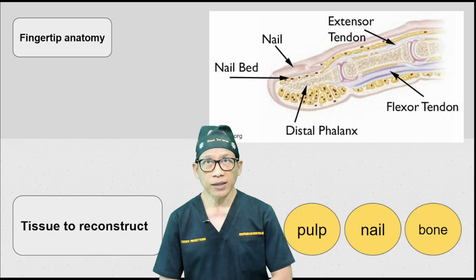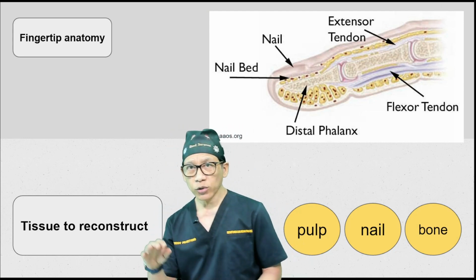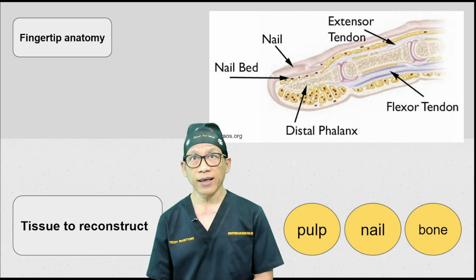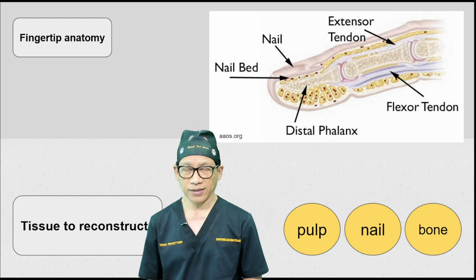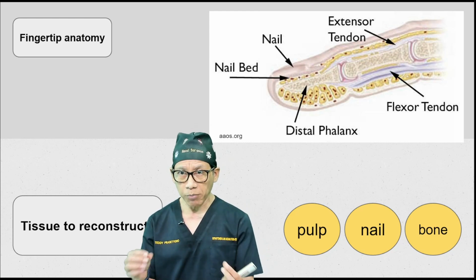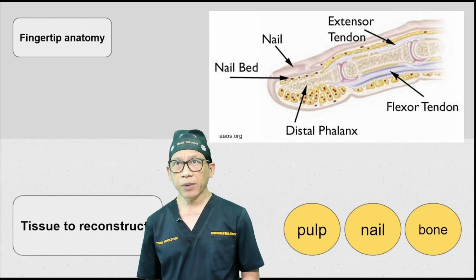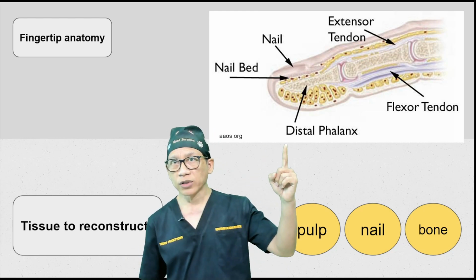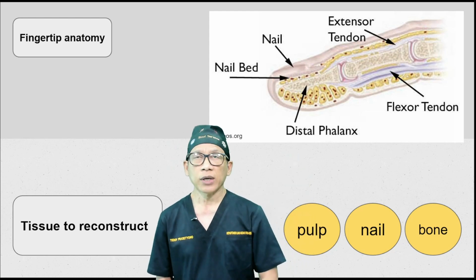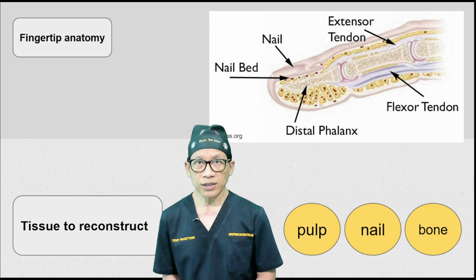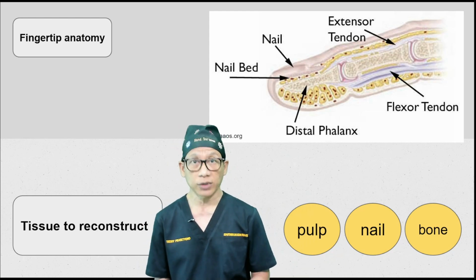Okay, so recalling the anatomy, you need to understand that the nail can grow nicely because it has a normal nail bed with a proper distal phalanx. The distal phalangeal bone is very important as a stable platform for the nail to grow. So if the patient has a fracture or deformity of the distal phalangeal bone, then the nail would be involved. Recalling tissue reconstruction, surgeons need to consider reconstructing the pulp, the nail, and also the bone.